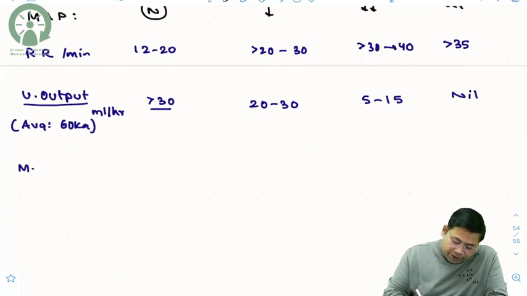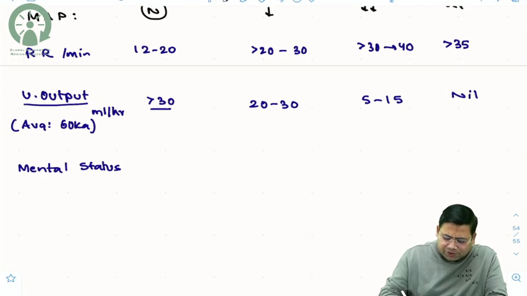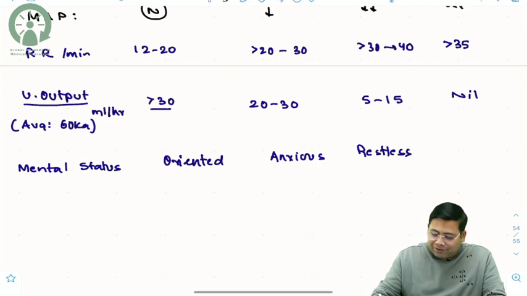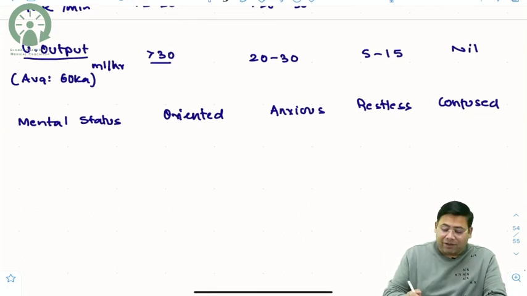Then we often take the mental status of the patient. So if you talk to these patients, they are oriented. Grade 1 patients are oriented, they will tell you everything. Grade 2, they are anxious. Grade 3, they are restless. And what about grade 4? They are confused, they are lethargic, lot of things are there, disoriented basically.